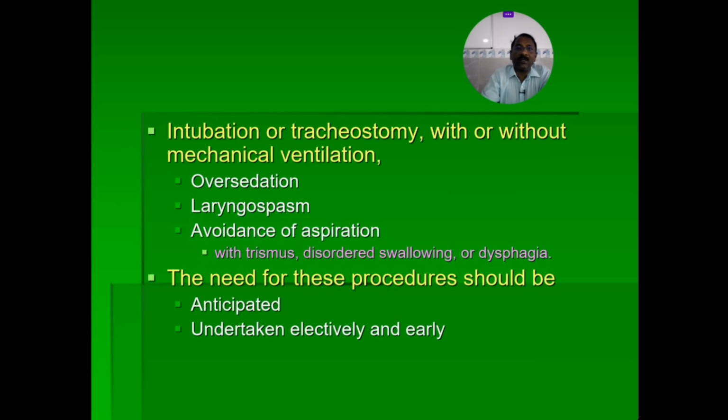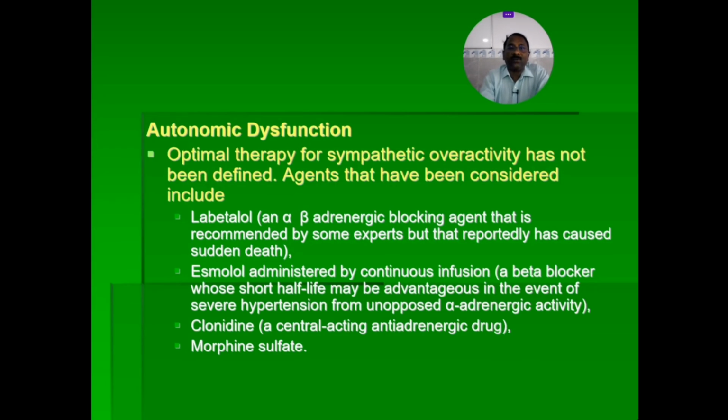So respiratory care: tracheostomy and intubation with or without mechanical ventilation, oversedation, laryngospasm, the avoidance of aspiration. So these are very, very important. With trismus and disordered swallowing, the dysphagia, the need for this procedure should be anticipated and undertaken electively and early. That is very, very important. So anticipation, early ventilation and early tracheostomy are very important. So don't wait till the respiratory failure occurs. Before that, you have to do it.